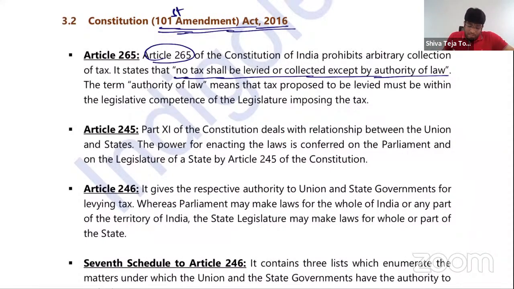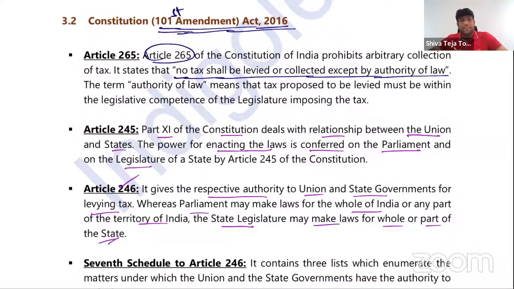Next. Part 11 of the Constitution deals with the relationship between union and state. Power of enacting laws is conferred on the Parliament and the legislature of the state. Next, Article 246. It gives respective authority to union and state for levying tax, whereas Parliament may make laws for the whole of India or any part of the territory of India. State legislature may make laws for the whole or any part of the state. Obviously, Parliament has power with respect to the entire country, but the state legislature has power only with respect to that particular state. That's quite obvious.